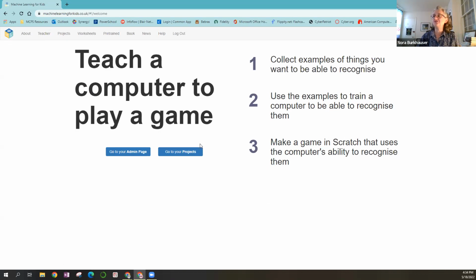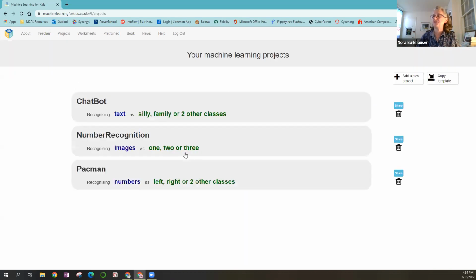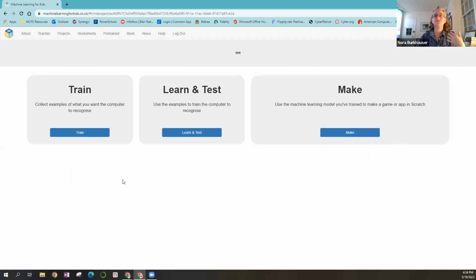I do have a teacher account, so I do have saved projects, which is really good for now. And you can train on different things. As you can see here, I can do text, I can do images, train on numbers. Very quickly, I'll show you this one about text. One of the areas of artificial intelligence is natural language processing. That is trying to figure out the sentiment from the words.